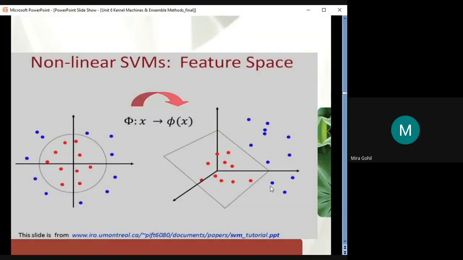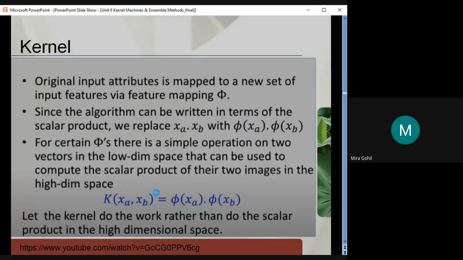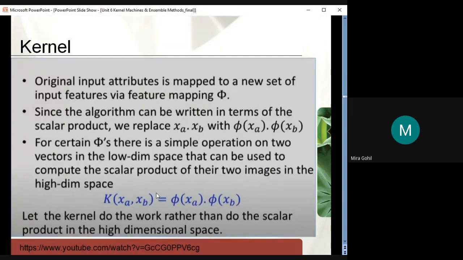Okay, so this is again one example. Like we can also convert the 2 dimension into 3, and here we have achieved again 2 categories through a linear separable hyperplane. So that is also possible, and for that we are having different types of kernel functions available as per the problem statement. Okay, so what is this kernel actually? The original input attribute is mapped to a new set of input features via feature mapping variable phi.